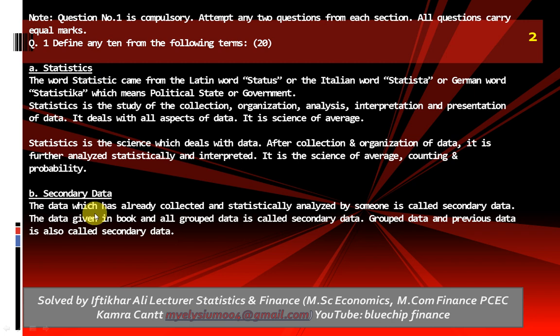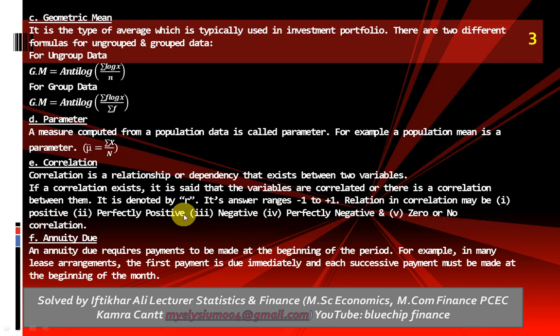Second question is secondary data, or data which is already collected by someone previously is called secondary data. Third one is to define the geometric mean. Answer is given here. Fourth one is parameter, correlation, annuity due.